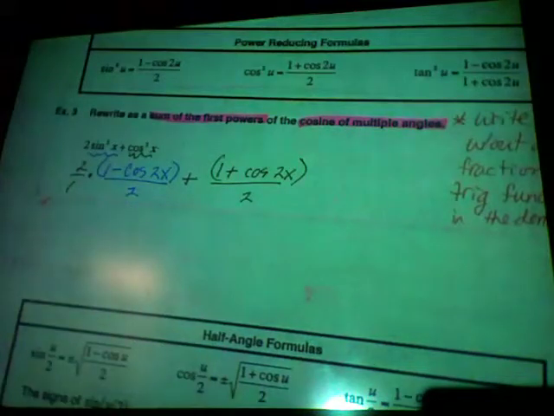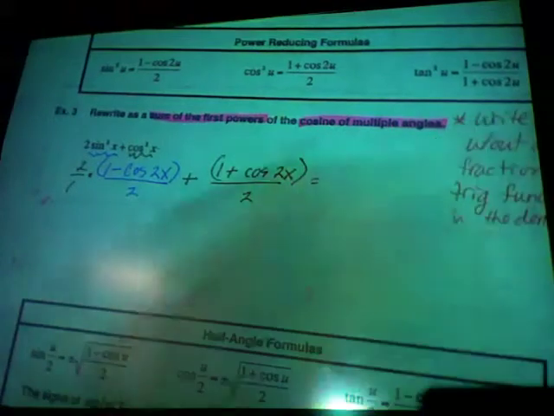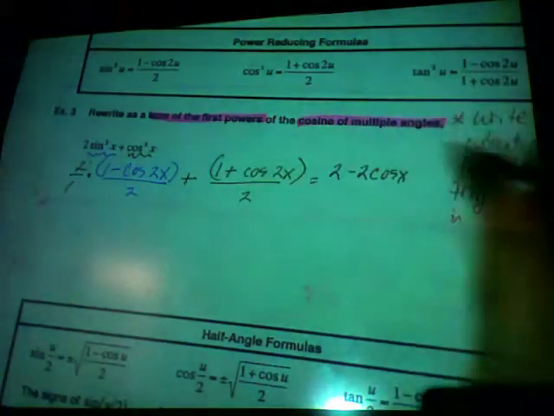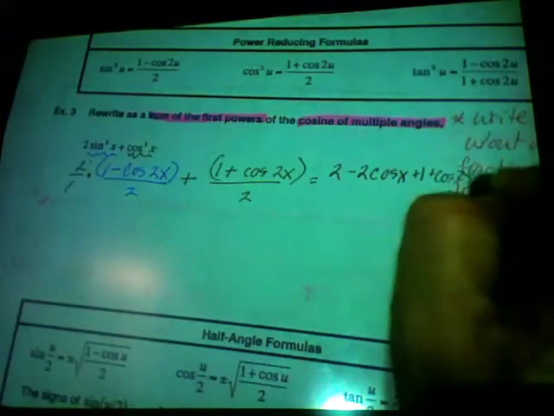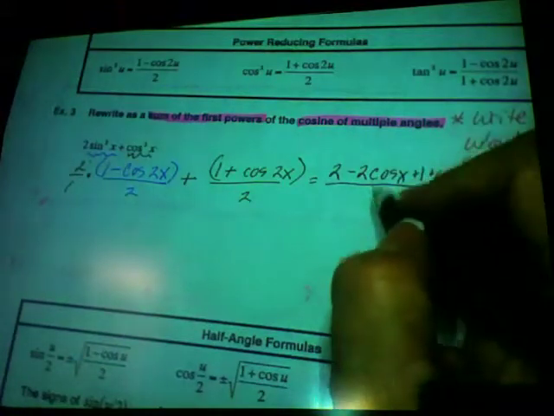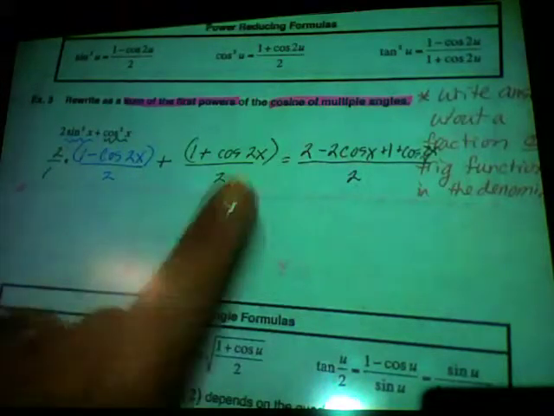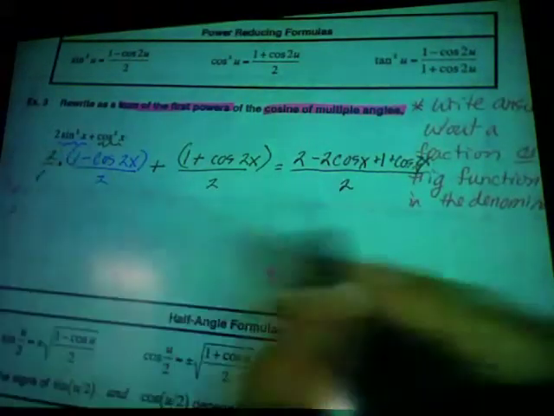Be careful. So I end up with, I'm going to go ahead and multiply the 2 through. 2, and then 2 times this is minus 2 cosine of x. And then this is plus 1, I'm going to squeeze it in here, plus cosine of 2x, all over the same denominator, right? Now in the numerator, can't I combine the 2 and the 1? So this equals 3. Yes, question.